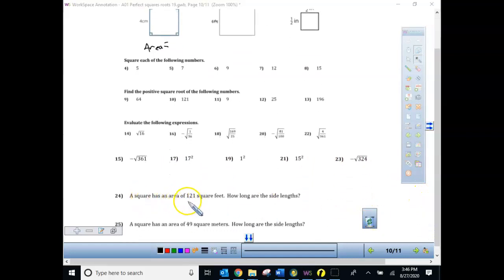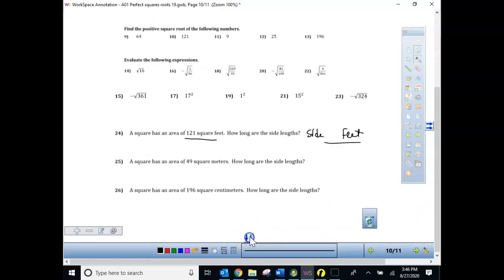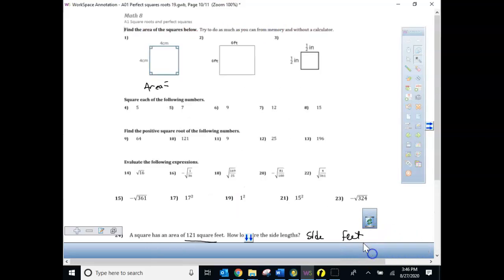Here it says a square has an area of 121. What is the side length? So you're going to tell me the side, and it has to be in feet. So don't forget the units when you do these. As you take a look at those next couple of questions, again, make sure you use the units that were given. There is only one page in your assignment that you're going to do.